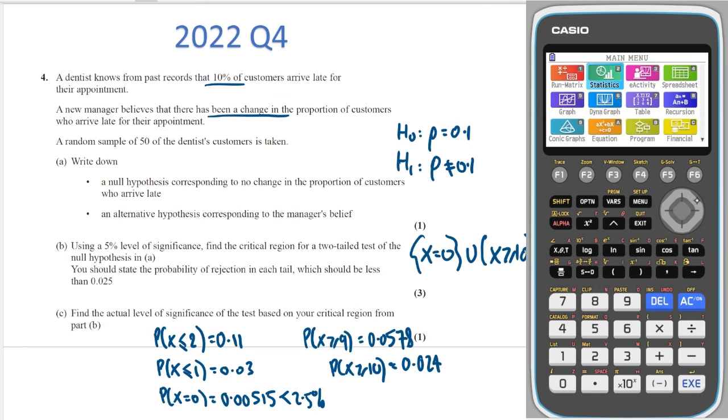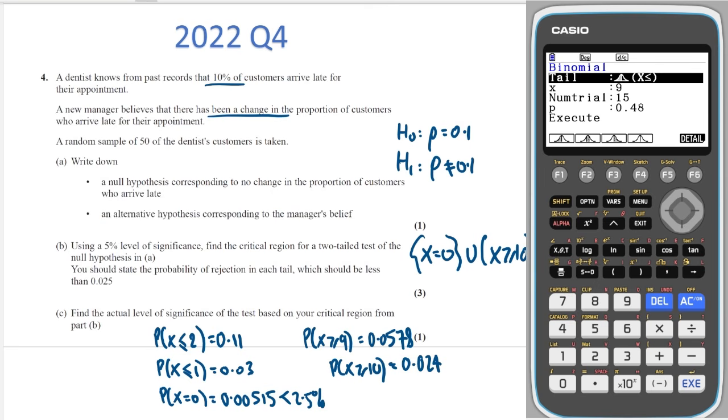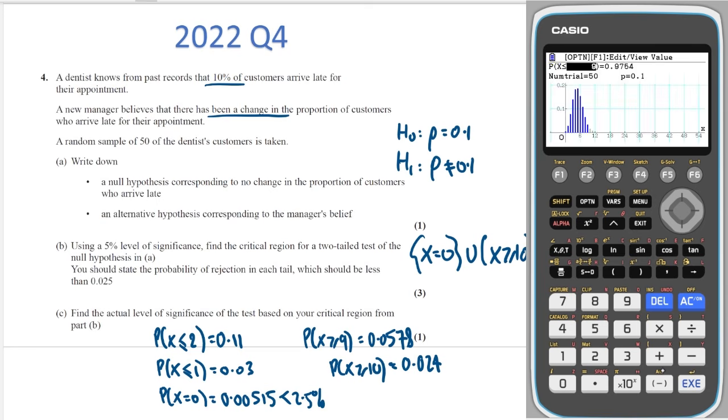The other way that we could do it, which you might prefer, is in distribution. I could click binomial, and I can click less than tail, but I need 50 trials, and I want the probability to be 0.1. And then what we can do is go across and change the probability. I want it to be 2.5%. And what it will do is give me the closest X value to 2.5%.